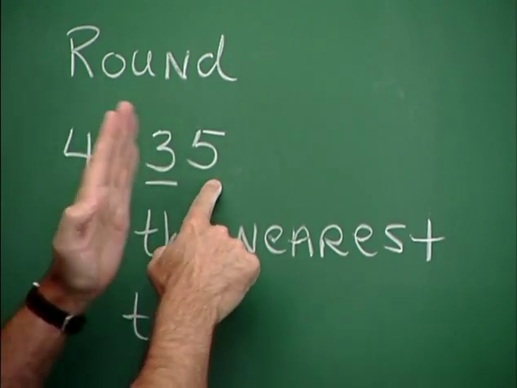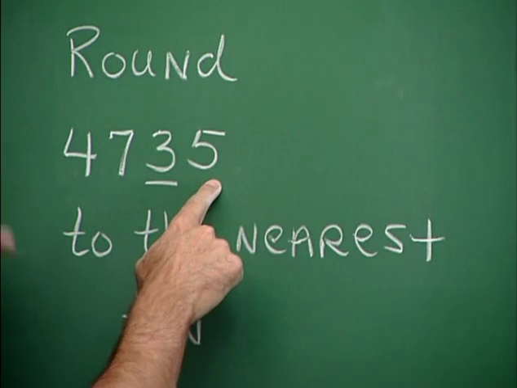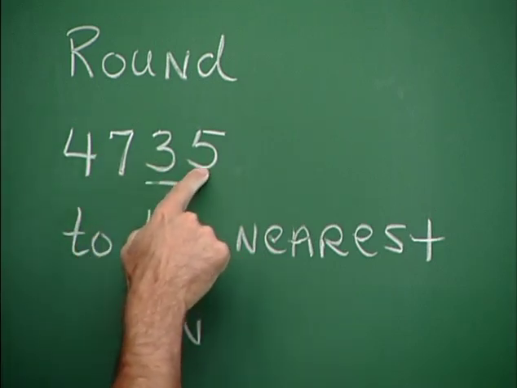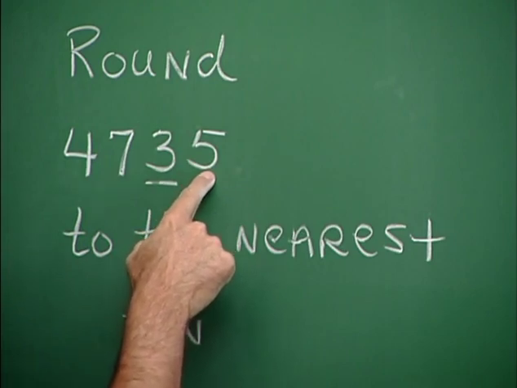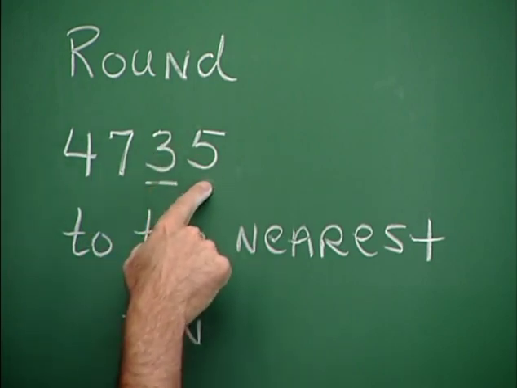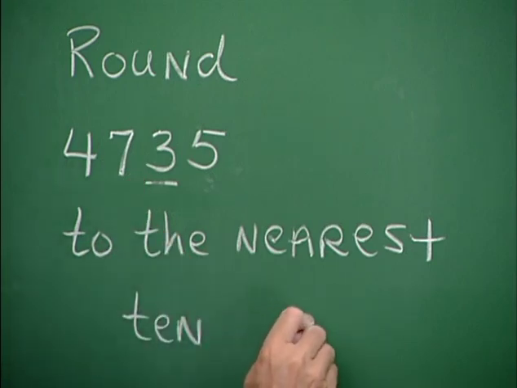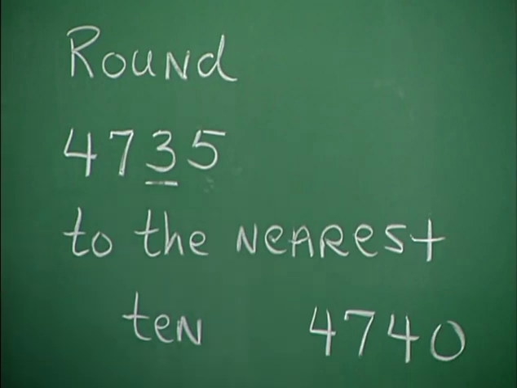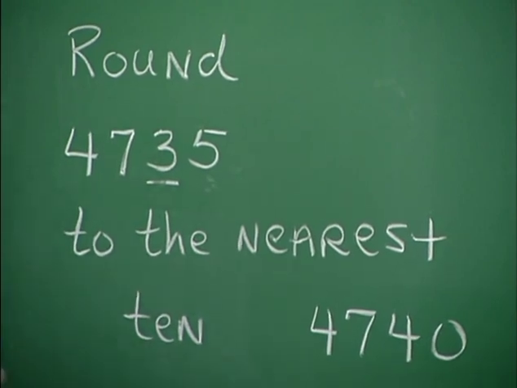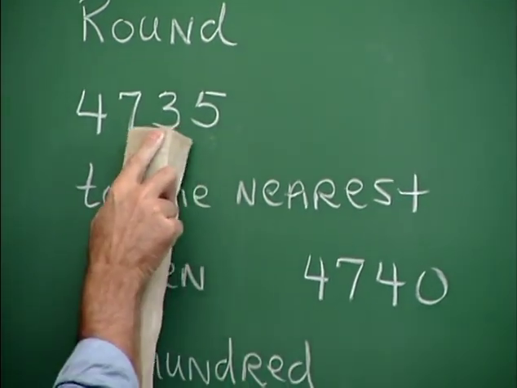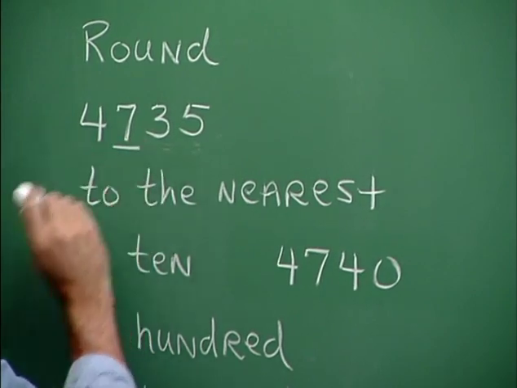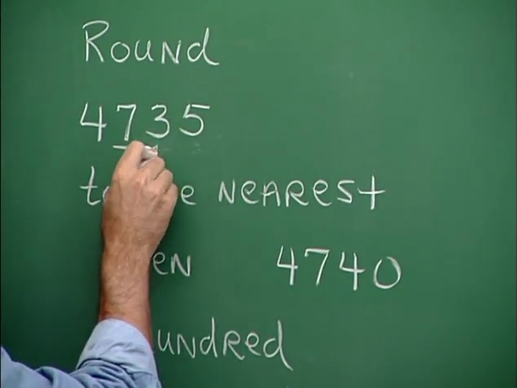It is 5 or larger than 5, and therefore we're going to make the tens digit 1 larger, and we're going to change the 5 into a 0. You see, we exchange this for a 0, we make that 1 bigger. So this is 4,740 to the nearest 10. To the nearest 100, we look at the hundreds digit. Now let me erase here, and here's the hundreds digit, we look at the digit just to the right.